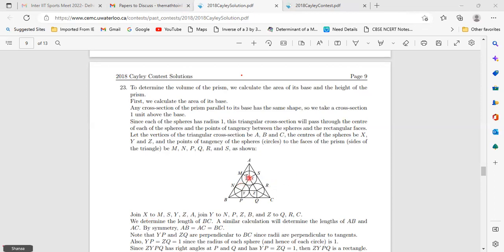So now they are joining X to M, X to S, X to Y, X to Z and X to A. And again, from Y, you're going to join N, B, P, and Z. From Z to Q to C to R. I hope you're able to follow this.